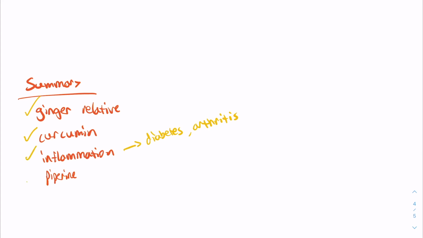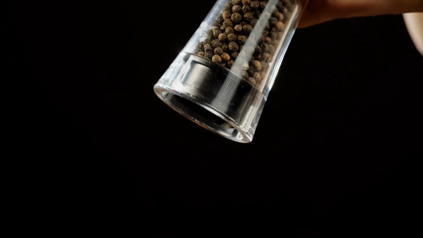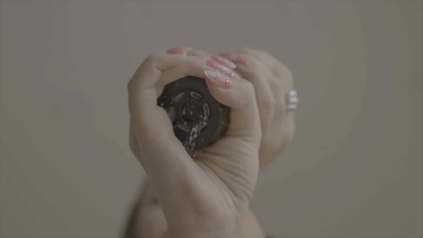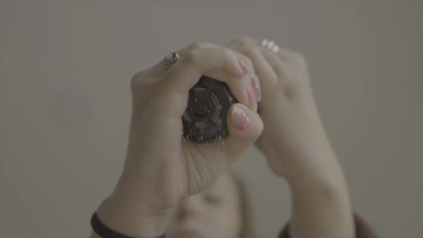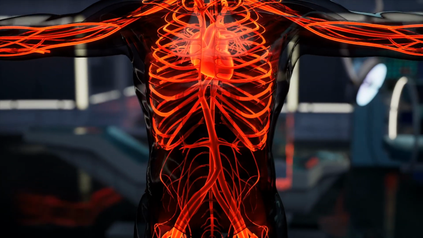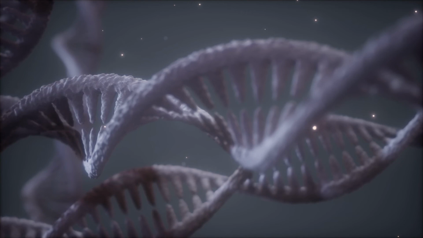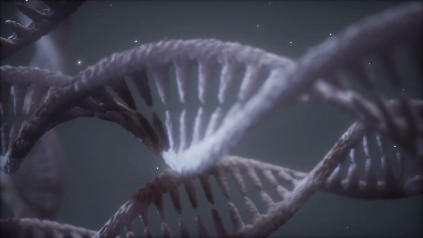Lastly, we talked about piperine, how the molecule that gives black pepper its taste and smell should be consumed with curcumin because it makes curcumin much more available to our body cells to do the work that it needs to do. Sometimes these molecules need a little bit of help.